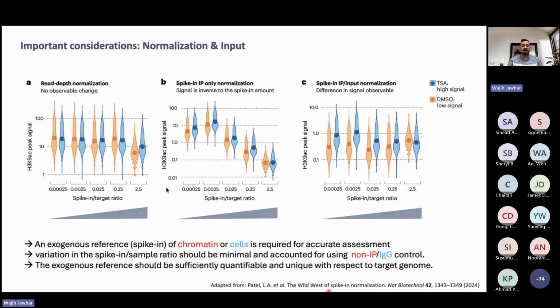And thirdly, the exogenous reference should be sufficiently quantifiable. It should be unique enough to be easily discernible when analyzing your data. So you can use Drosophila spike-in. Drosophila S2 cells are commonly used when you're interrogating human or mouse cells.